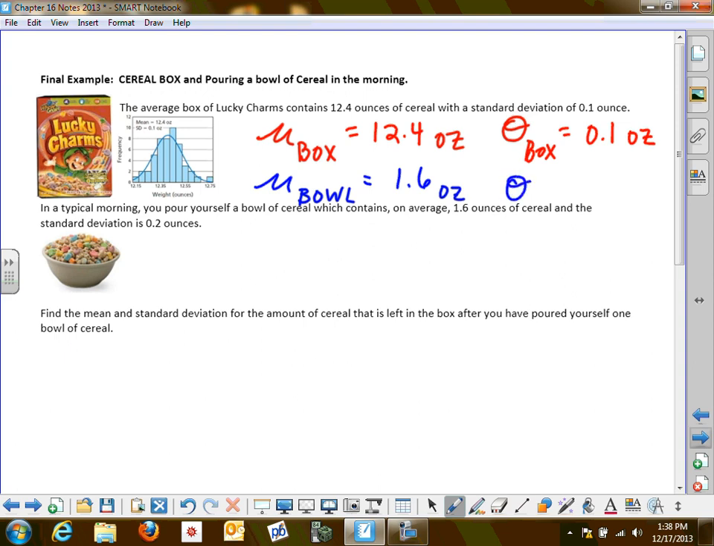And the standard deviation of that bowl, it's a little more variable because sometimes you're hungrier than other times, so you're kind of more varied. It's in the morning. So it actually has a higher variation, 0.2 ounces.